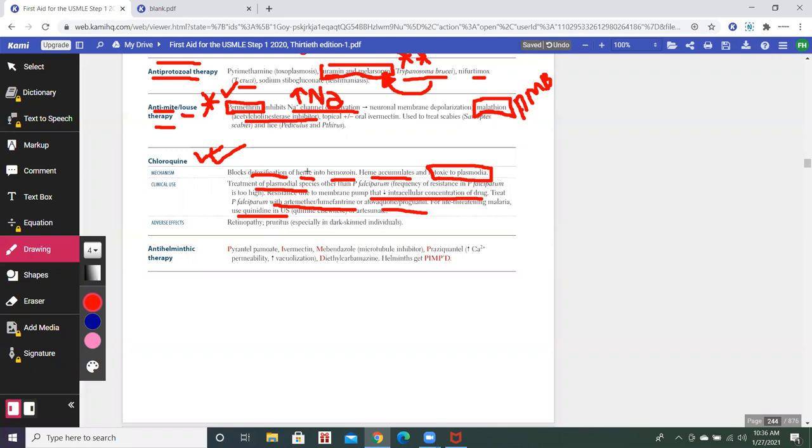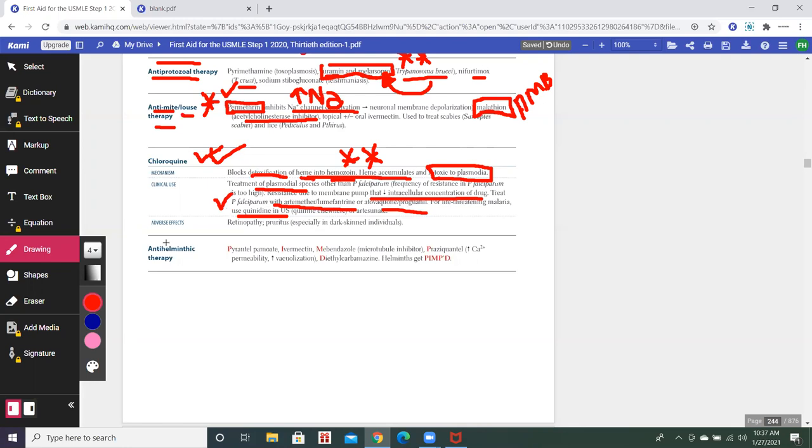I have only seen questions regarding the mechanism of action. So this is something which you can focus on by itself. So prevention of conversion of heme to hemozoin. As a result, heme accumulates, disrupts the mitochondrial activity in the plasmodia and causes plasmodial death. If you have resistance to chloroquine, the next drug that you will prescribe is artemether lumefantrine or atovaquone proguanil. Okay, that is what it is. This is also a side question over here.